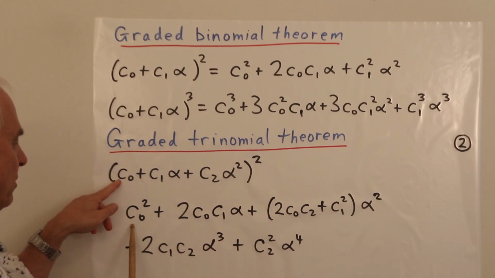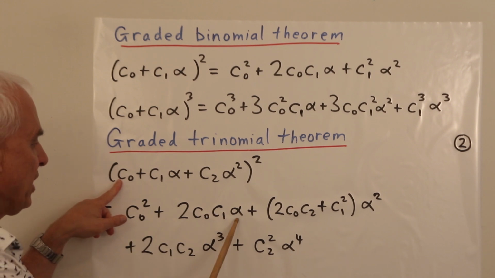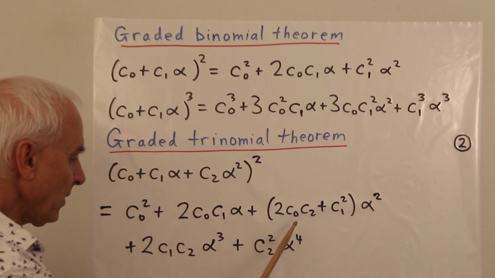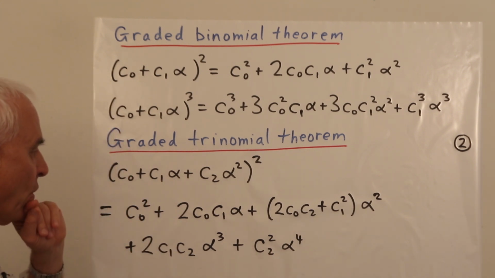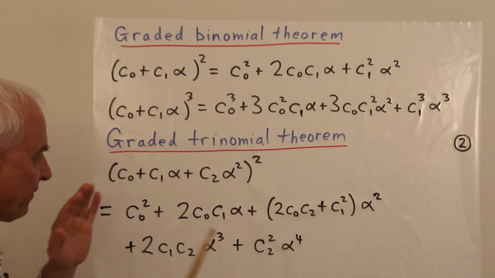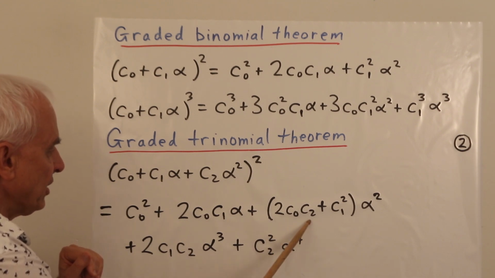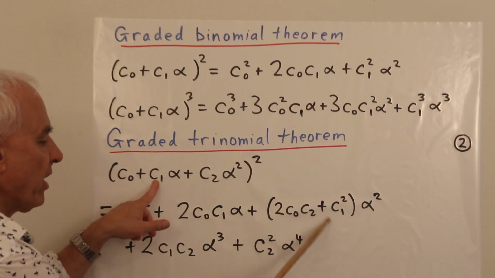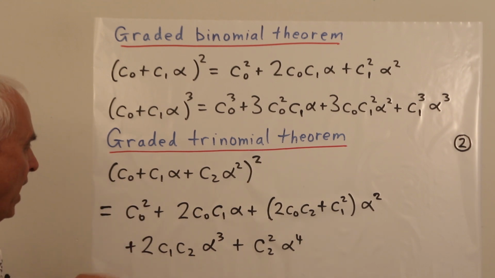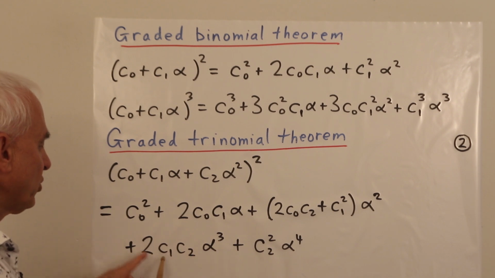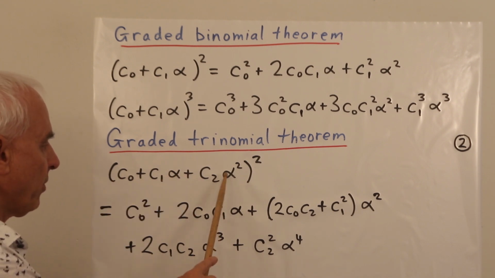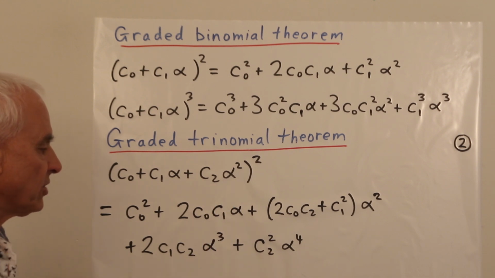So the constant term is C0 squared. The linear part is 2C0 C1, the product of these two terms. And then the alpha squared component will have a 2C0 C2 coming from the product of these two, and a C1 squared also. And then there will be an alpha cubed term, which will be 2C1 C2, and an alpha to the fourth term, which is obtained by squaring this one, C2 squared.